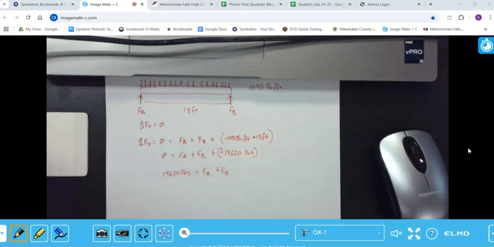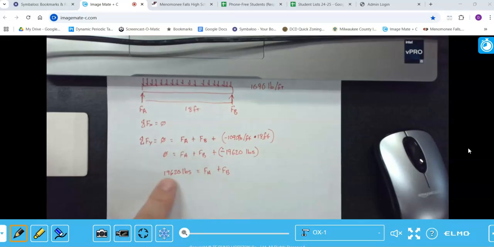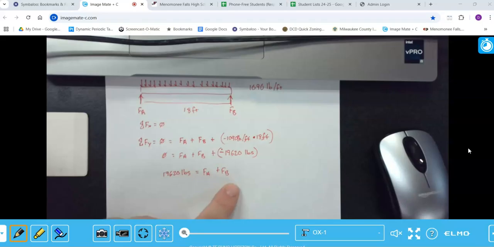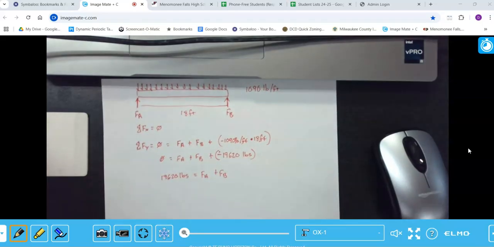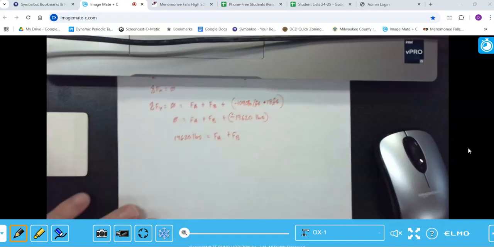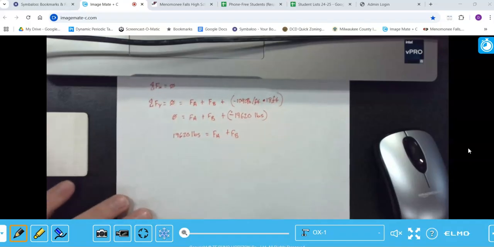Logic would conclude that if I take half of this number, that's force A, and if I take half of this number, that's force B. And that would be a really good guess because this is a uniform beam. See where I'm going with that? If it's uniform, half of the load goes to A and half of it goes to B. But let's do the problem the right way. Let's not just guess and go to the end.